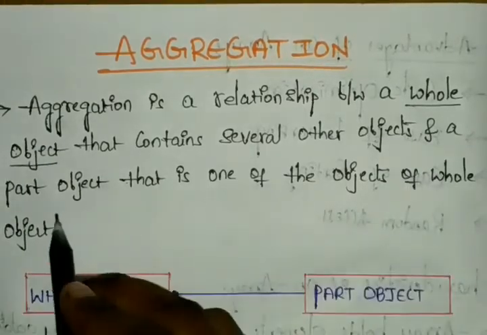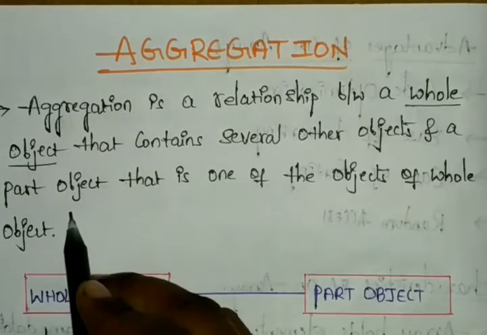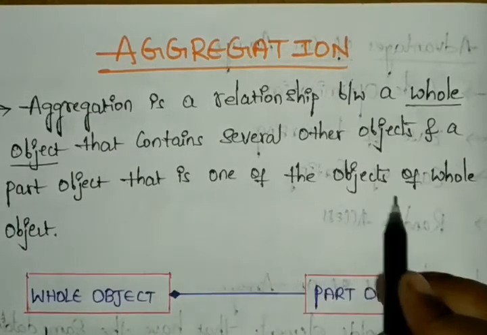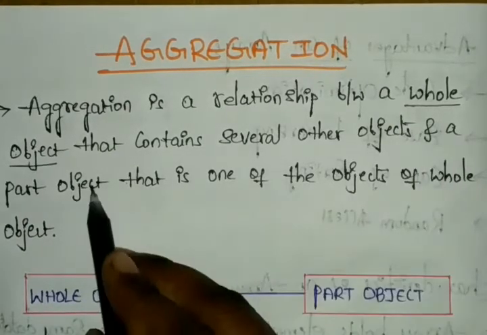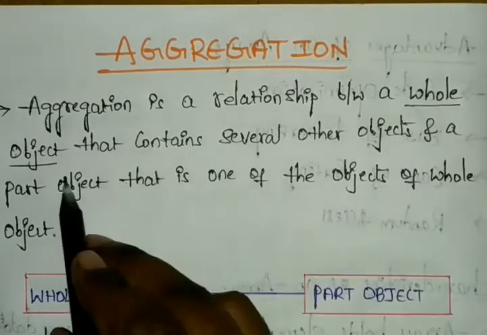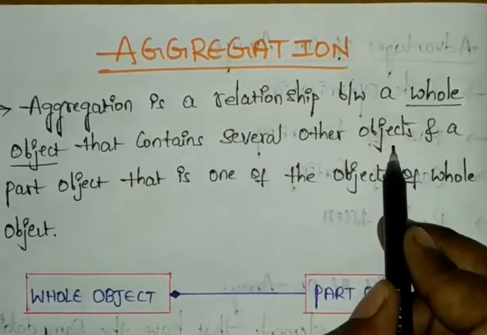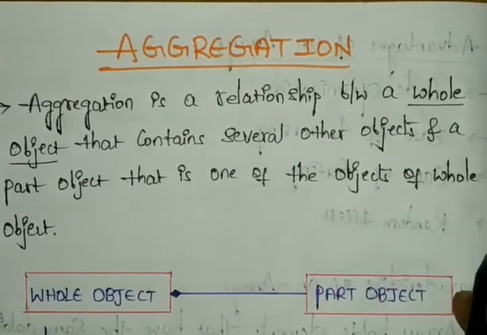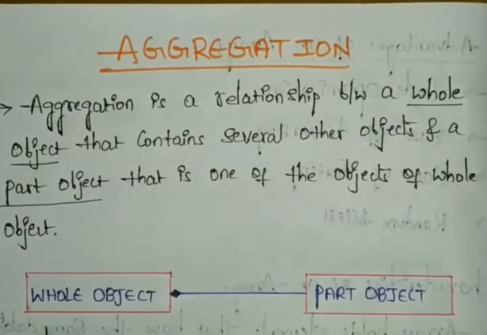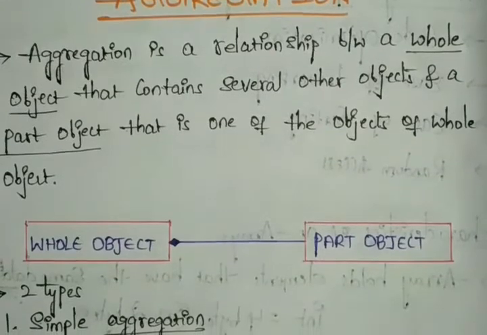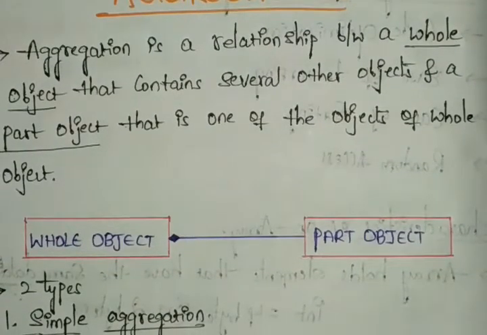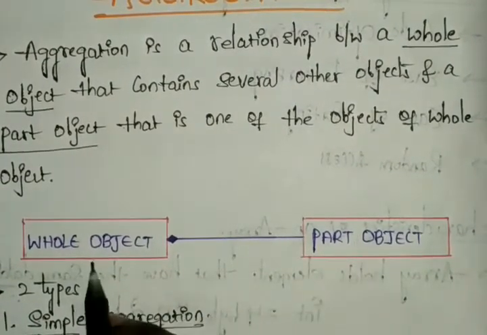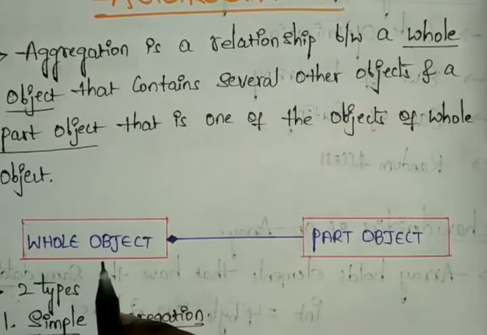Also, the part object is one of the objects of the whole object, right? The whole object has several other objects, which means it is definitely divided into parts. So those part objects will be in the form of our whole object only. This can be done like this. You can see the diagram. The part object will be in the form of our whole object.